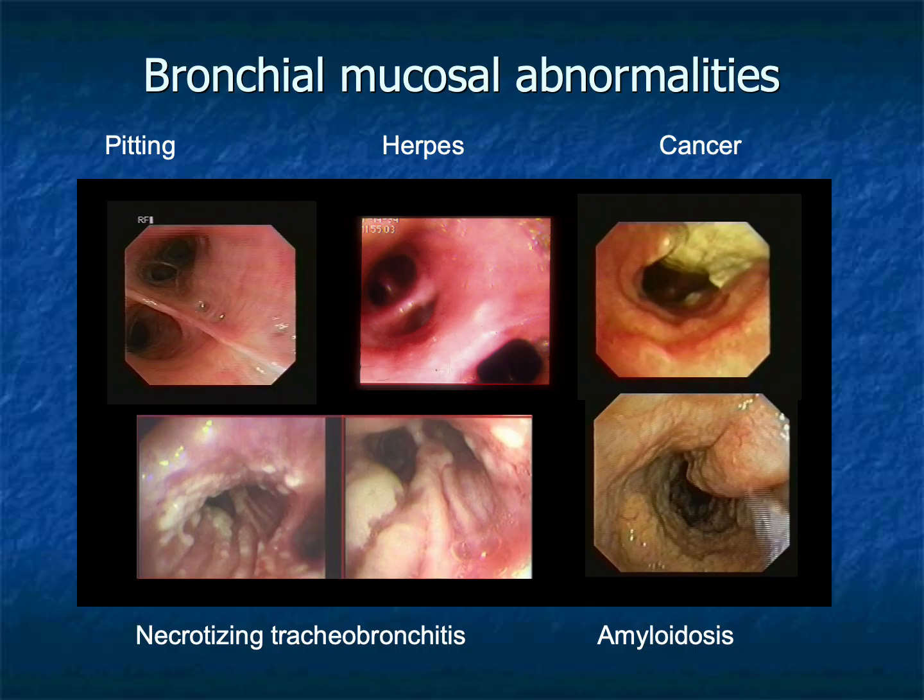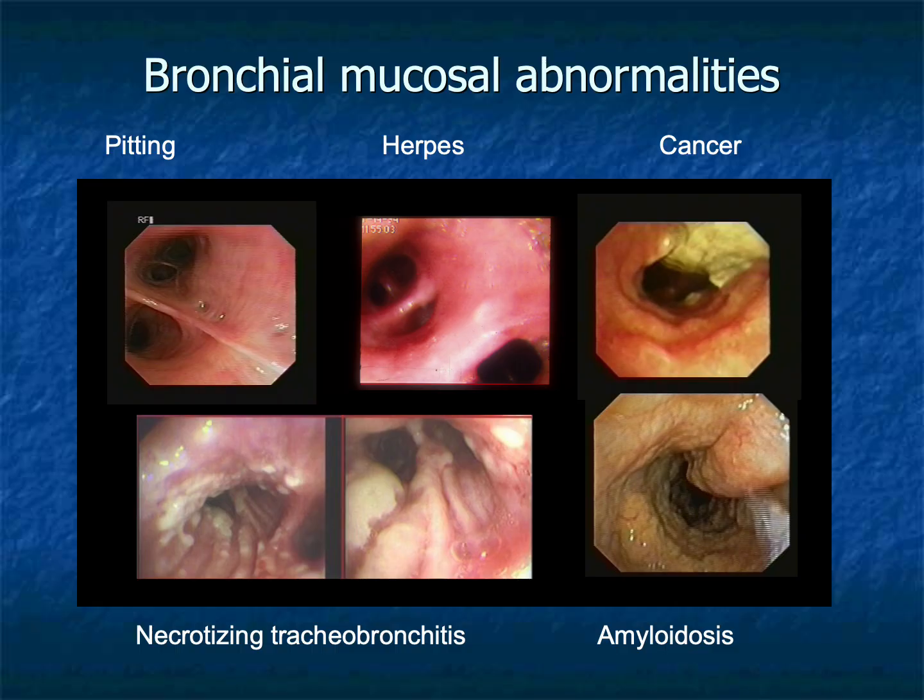The bronchial mucosa should be examined carefully throughout every bronchoscopic procedure. Normal mucosa appears smooth, glistening, and pale pink. Abnormalities may be subtle and can provide important diagnostic clues. Examples include mucosal pitting, ulcerations, inflammatory changes, herpetic lesions, malignant infiltration, necrotizing tracheobronchitis, and infiltrative disorders such as amyloidosis.